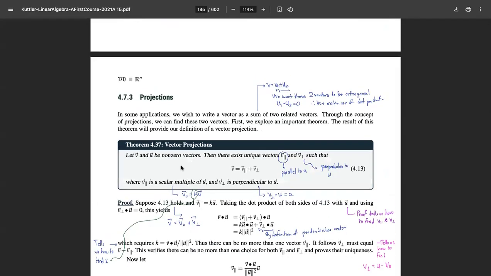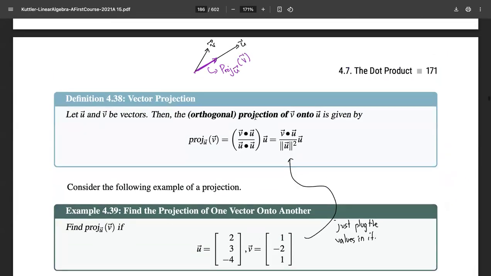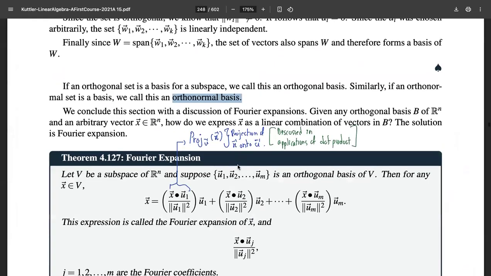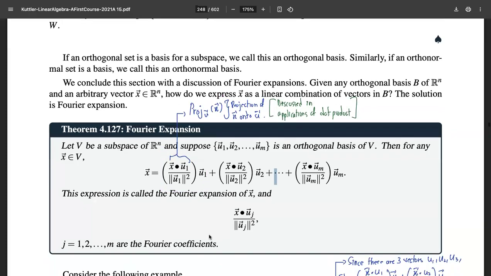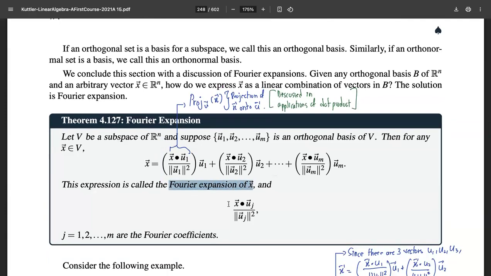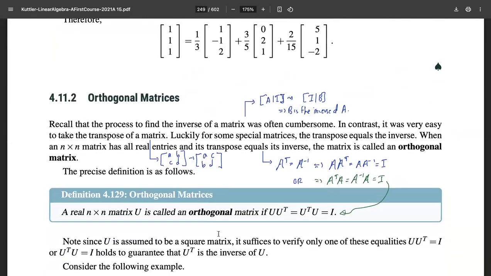Remember, the orthogonal projection of a vector u onto v is given by this formula. Now we want to project x onto each basis element and take the sum. That's essentially what's happening. For example, in this component, we are projecting x onto u1. This expression is called the Fourier expansion of x, and the coefficients for j equals 1 up to m are the Fourier coefficients.